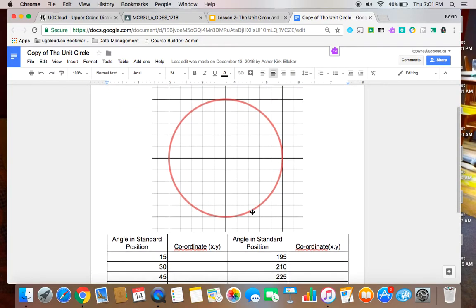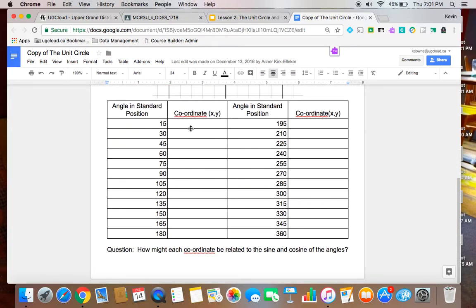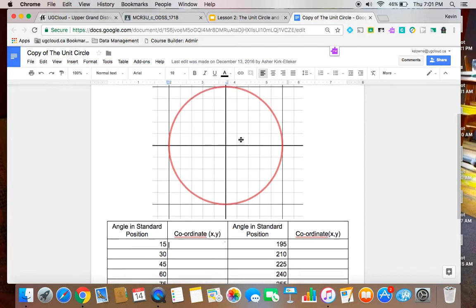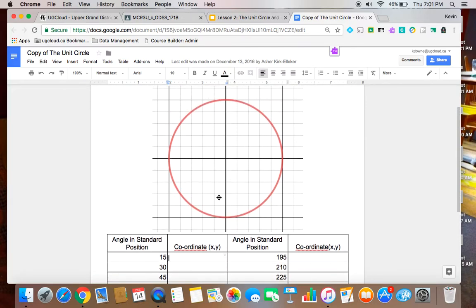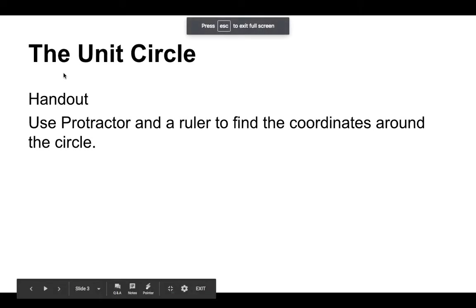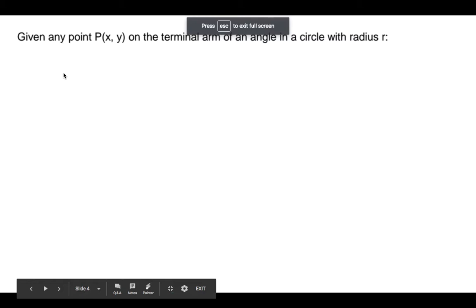you start making connections. And those connections that you make, you actually notice that the x represents the cosine, and the y values represent the sine. So you start to actually learn more about what sine and cosine are and why they are the way they are for angles bigger than 90 degrees. So we're gonna look through some questions here and some theory and some examples.